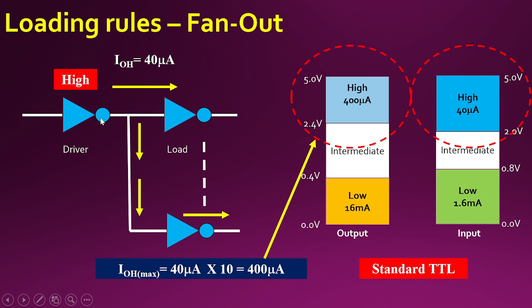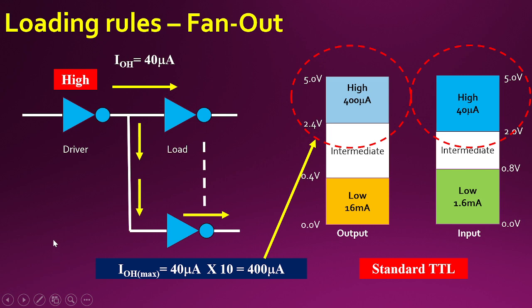But how many can we connect then? See, the output maximum sourcing current is 400 micro. So if we connect 10, then we will have 400 microampere flowing out of the driver TTL. So this is the maximum limit of the number of TTL gates that we can drive when the situation is high.